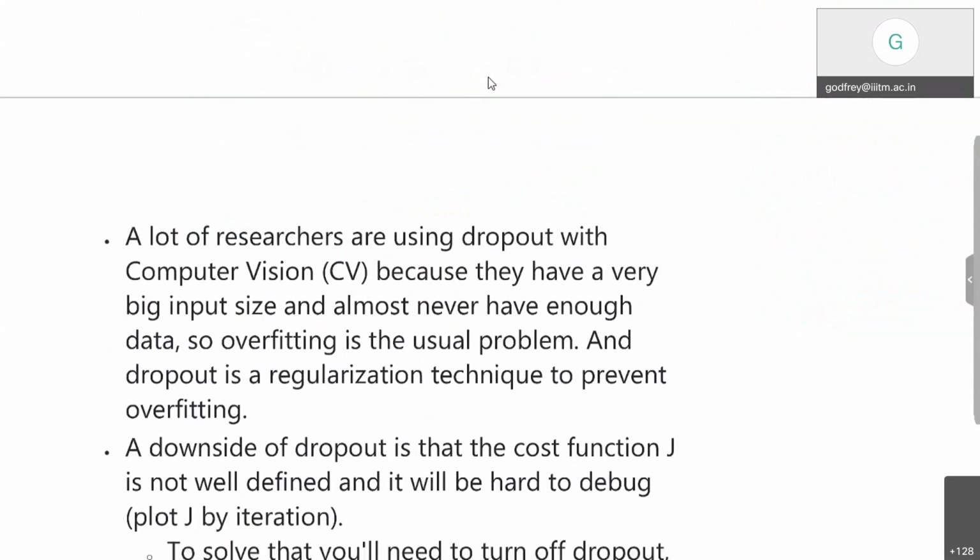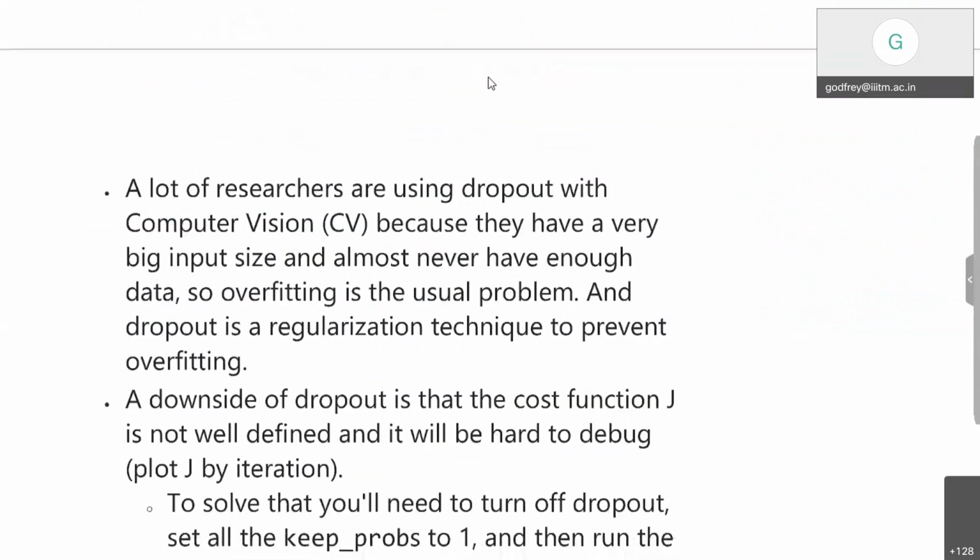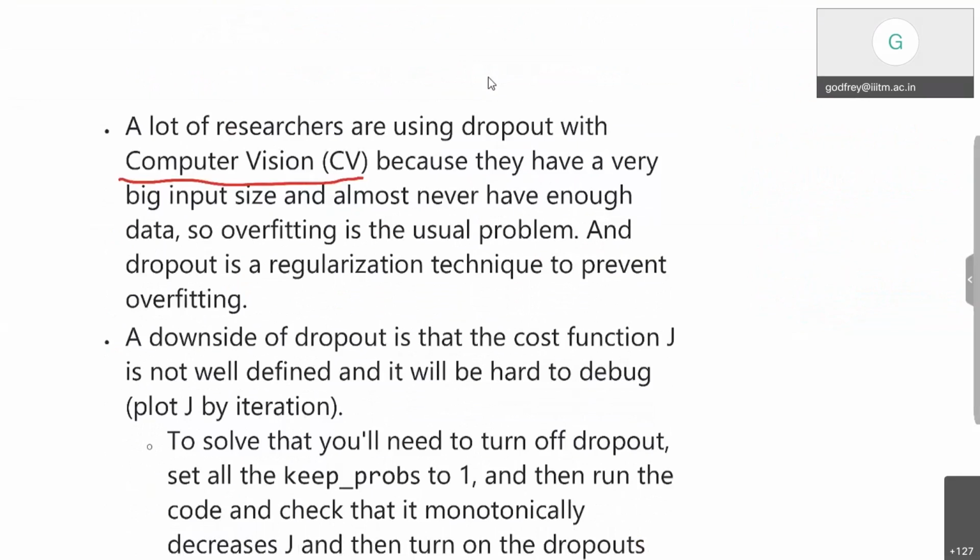Typically, dropouts are often used in vision because the images have large input size and overfitting, and there is not much data. As I told you, in medical imaging problems, not much data is available, so overfitting is the usual problem.